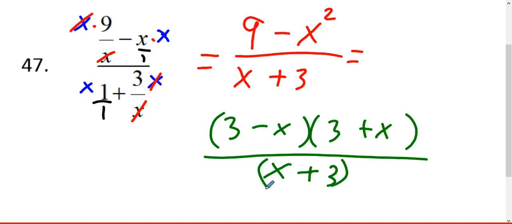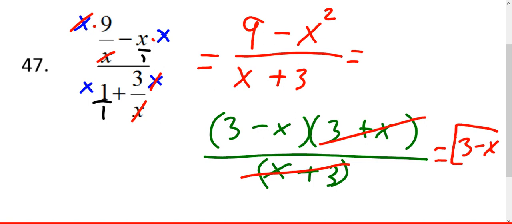Well, addition, it doesn't matter the way it's written. 3 plus x or x plus 3, those are the same thing, so they cancel out. Subtraction, it matters, but division or addition, it does not. So they cancel out. We're left with 3 minus x. It's the only part left. That's your final answer.